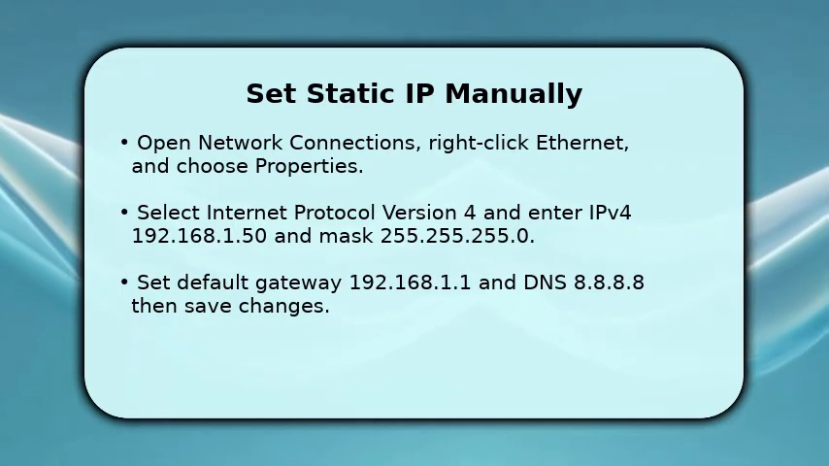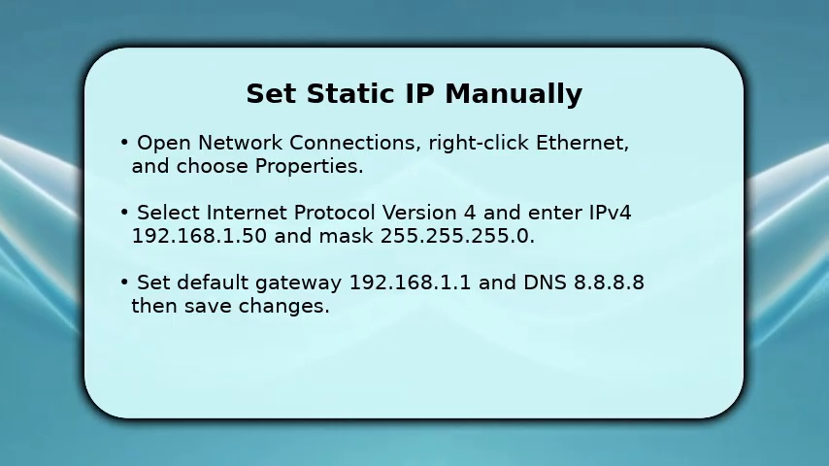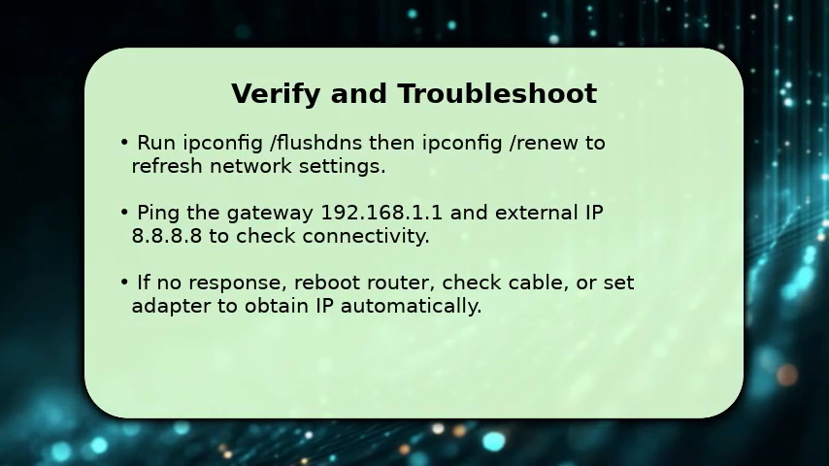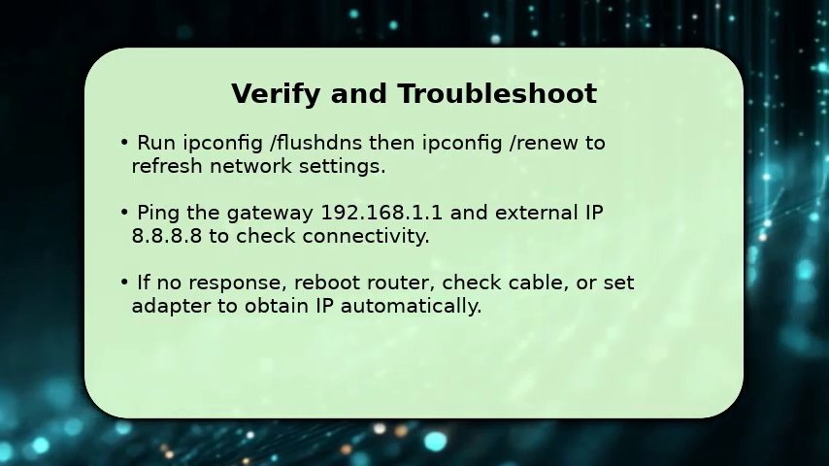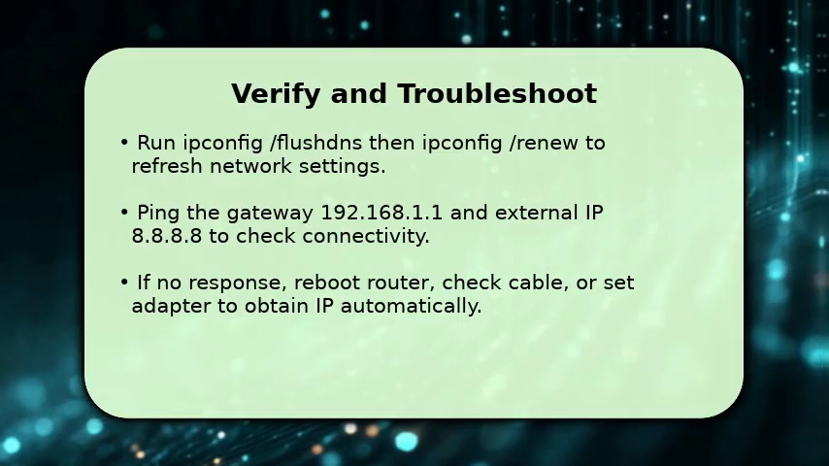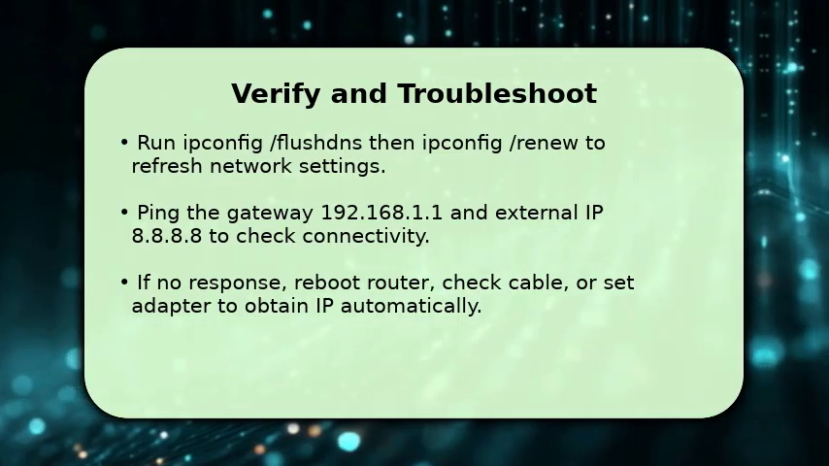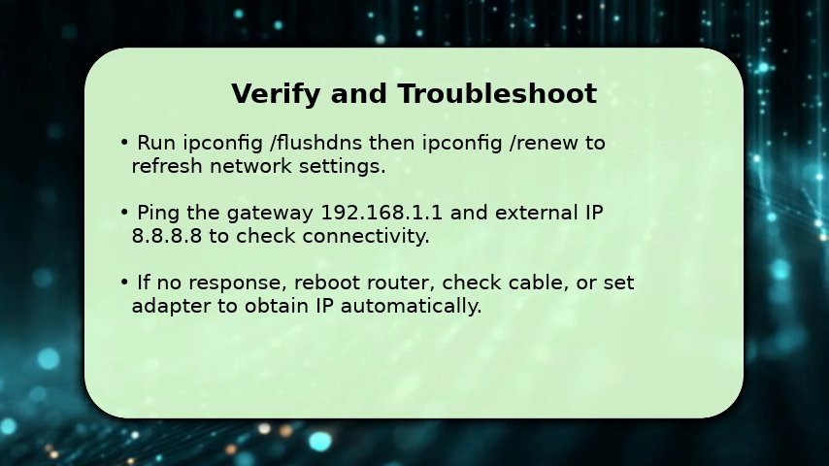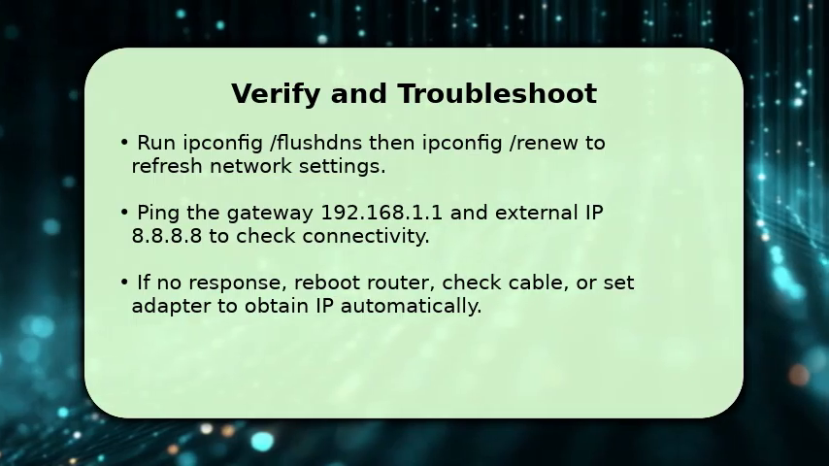After saving settings, run Command Prompt as administrator to refresh configuration. Execute ipconfig /flushdns followed by ipconfig /renew to update the adapter lease. Use ping to test connectivity by pinging gateway 192.168.1.1 and then ping external IP 8.8.8.8. Successful replies confirm correct routing and DNS reachability.